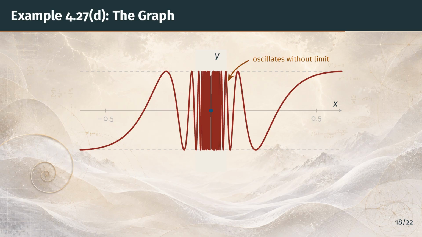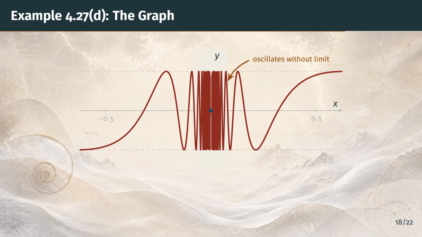As you move toward the center from either side, the red curve compresses into an ever denser band of oscillations, sweeping between the two dashed lines at height 1 and height minus 1 without ever resting. Those dashed lines are the envelope, the band the sine can never leave. The shaded strip down the middle marks the trouble zone right around 0. No matter how far you zoom into it, the picture looks just as busy, because the curve crosses every height between minus 1 and 1 infinitely often there.